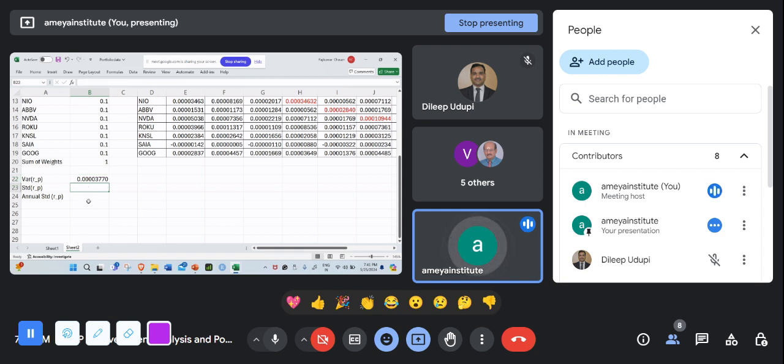Now can we calculate daily standard deviation? It is equal to square root of what? Daily variance. You will get standard deviation, that is daily standard deviation. I'll convert this into percentage. First we'll calculate annual standard deviation also. So how to calculate annual standard deviation? Daily standard deviation into square root of 250 days. So now both I'll convert into percentage.